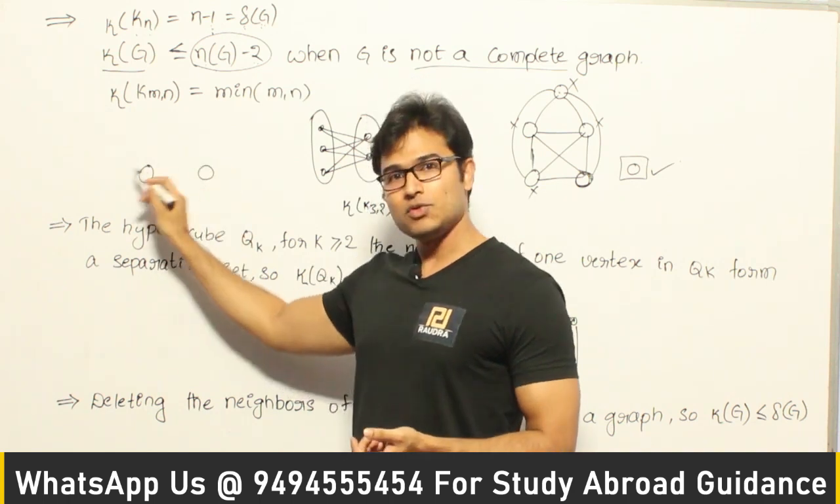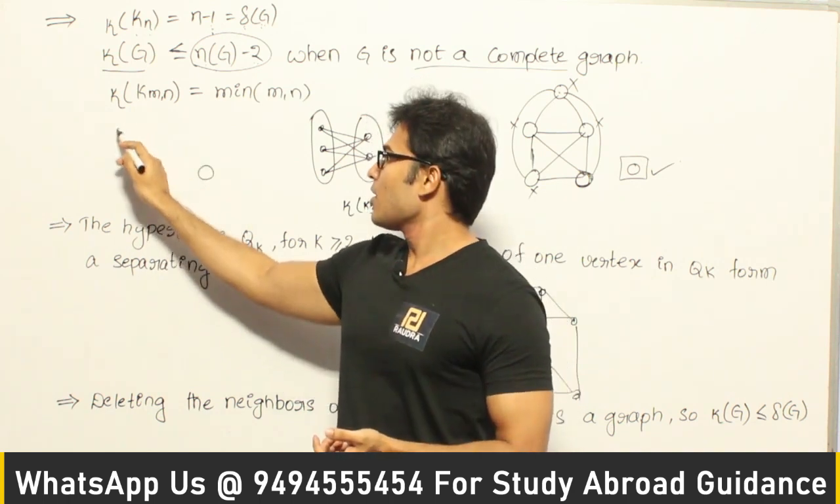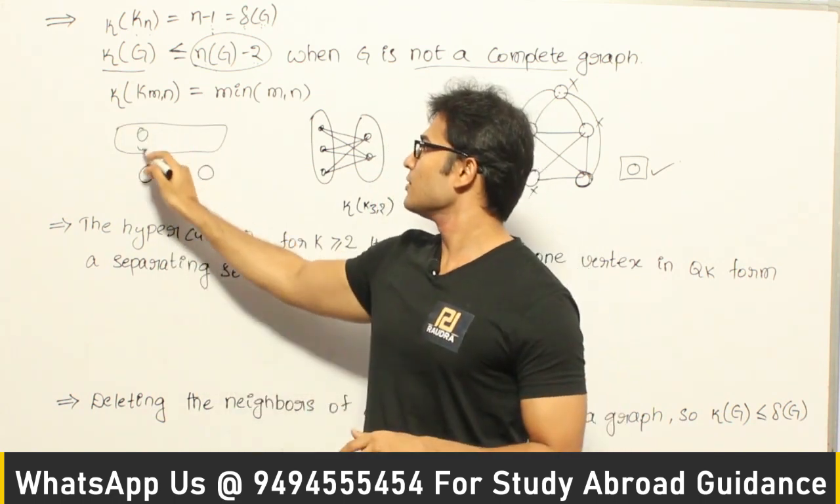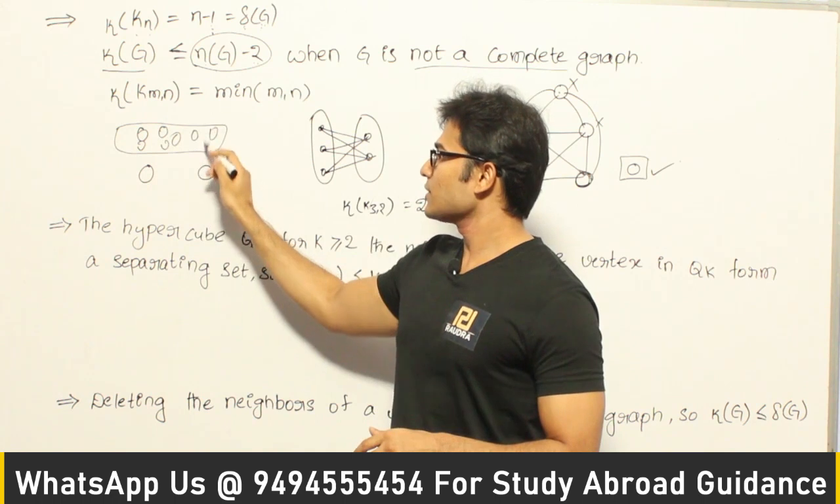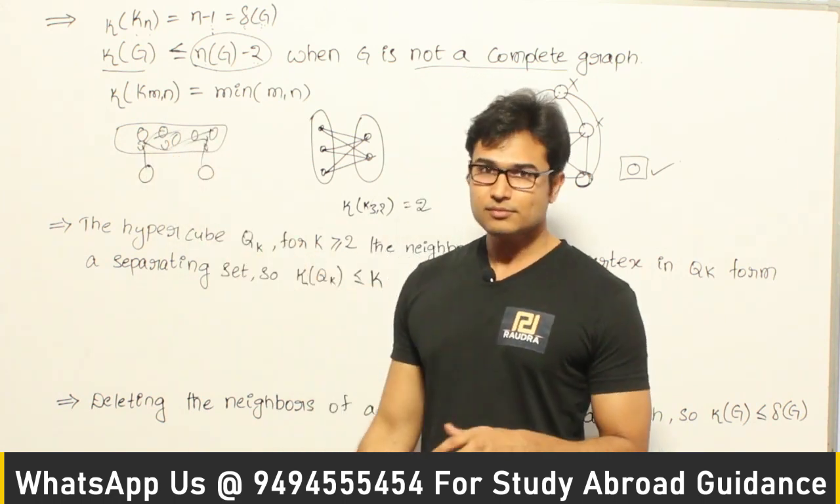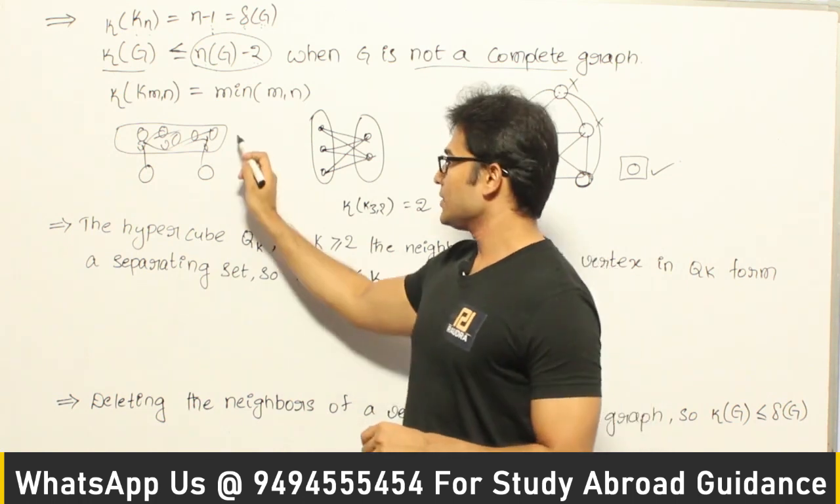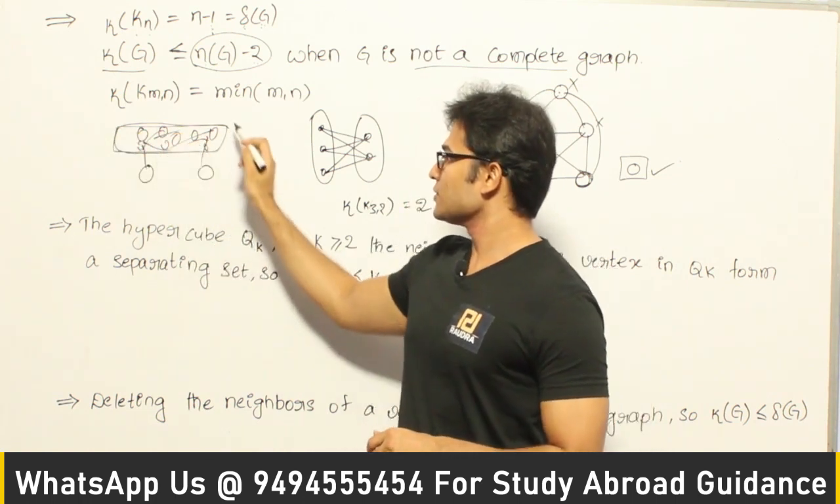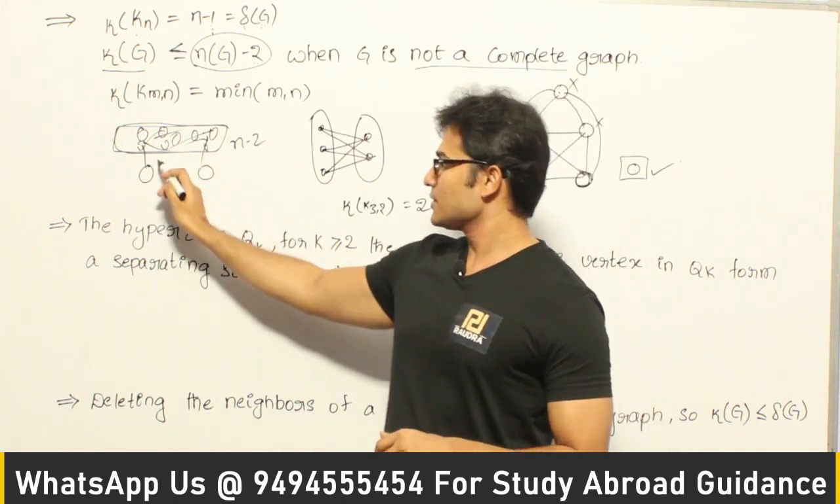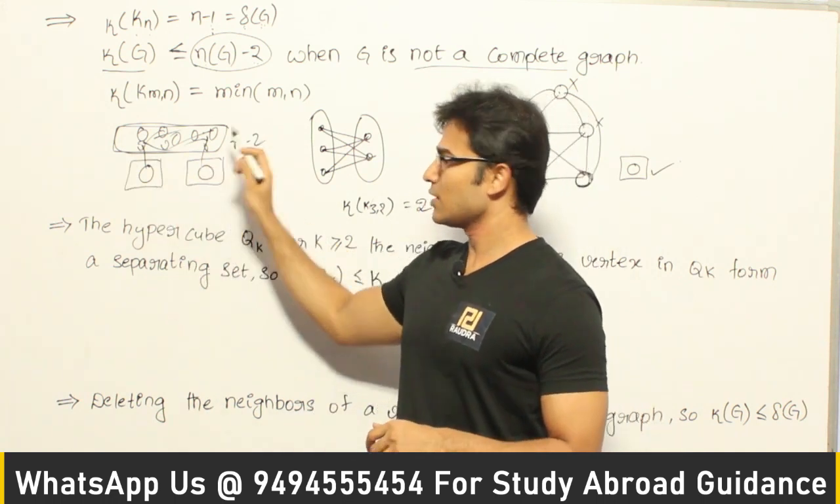If you want to see it in terms of a diagram, let us say there are 2 vertices in the graph. These 2 are not connected, but the entire remaining graph is completely connected. Let us say there are many vertices here, everything is completely connected, and all of these are connected to these 2 as well. Now I'll just remove all these vertices. How many vertices will there be? N minus 2.